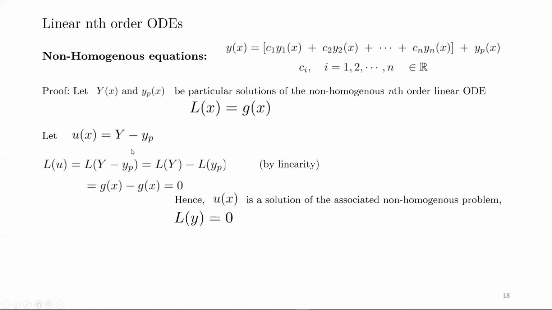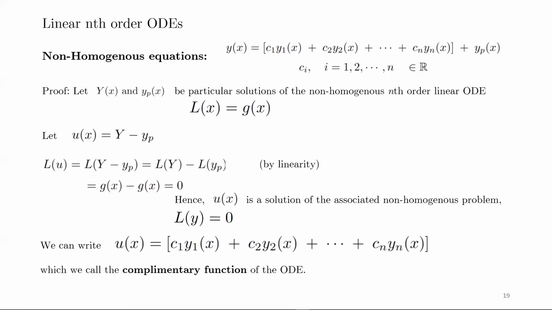Hence, this u is a solution of the associated homogeneous problem. We can write u in this way: c1 times y1 plus c2 y2, all the way up to cn times yn, and we call this u the complementary function of the ODE. So here's another terminology you need to remember, make a note of.